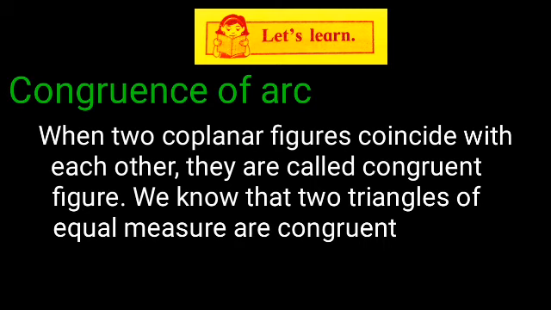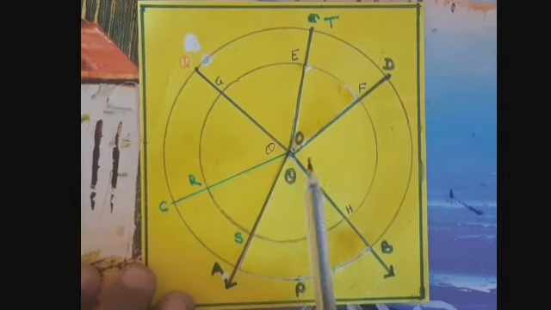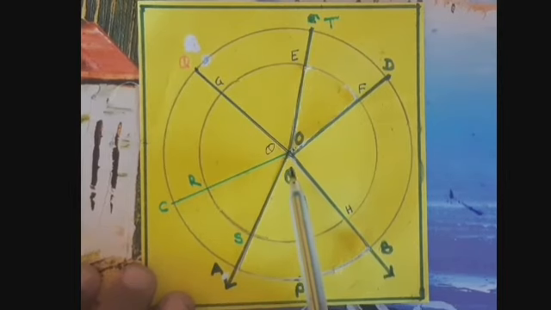Let us learn congruence of arcs. When two coplanar figures coincide with each other, they are called congruent figures. We know that two triangles of equal measure are congruent. If two figures coincide with each other, then we call them congruent figures.